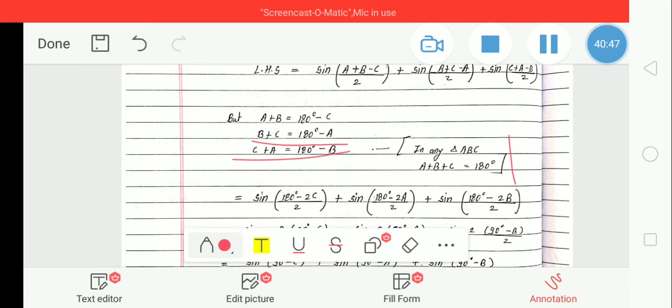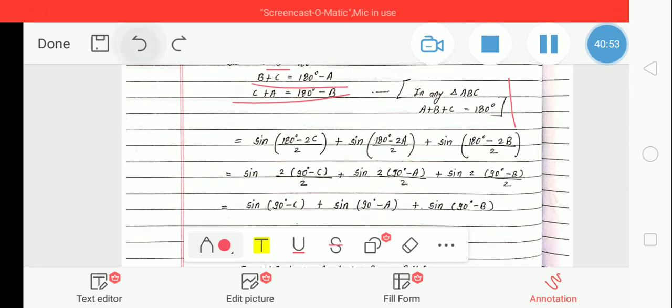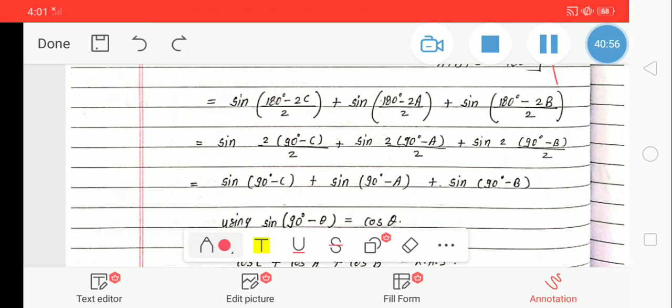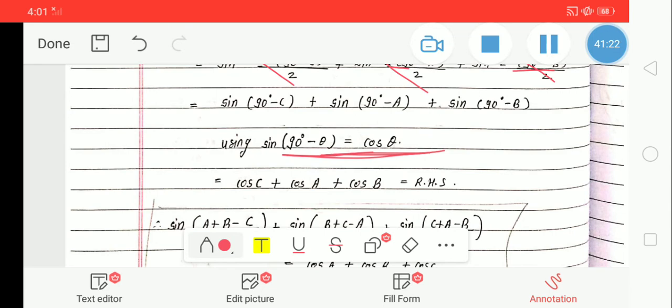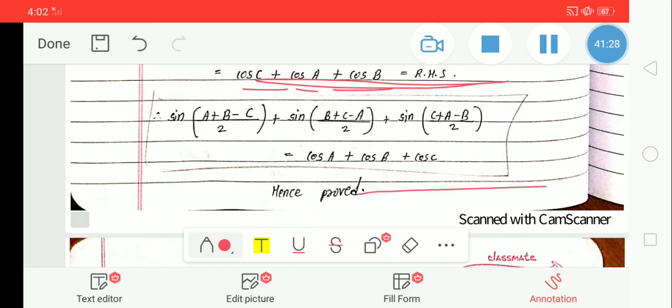Now we put this value in A plus B, B plus C and C plus A, giving this. Now these two are common outside, so 90 and here 90, because 90 multiplied by 2 is 180, so the 2 gets cancelled. Then sin(90 minus C), sin(90 minus A), sin(90 minus B). Using sin(90 minus theta) equal to cos theta, as we studied, we get cos C, cos A, cos B, so RHS. So hence we have proved. Hence proved.